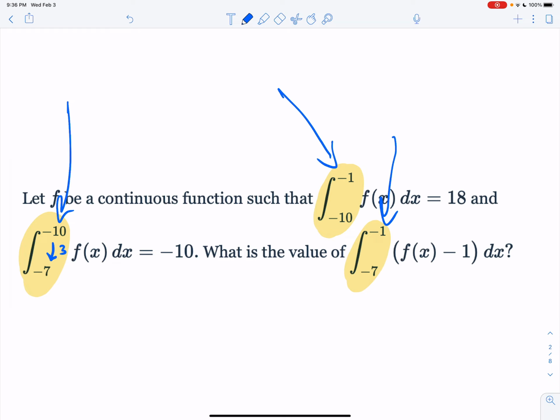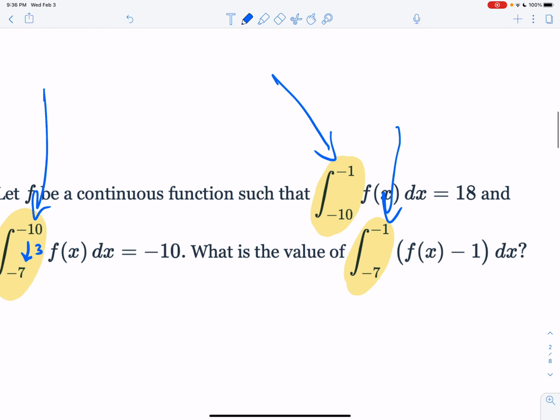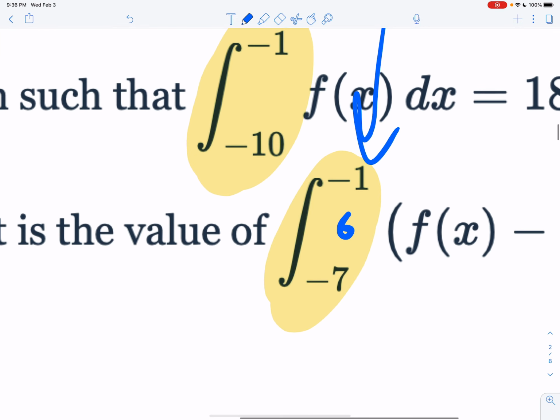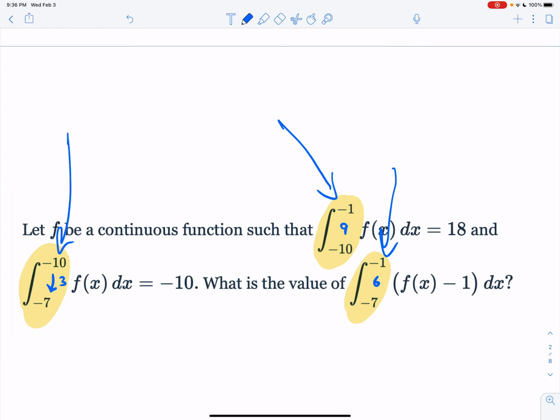So here, from -10 to -7, that's the distance of 3. From -1 to -7, that's just about 6. But notice right over here, from -1 to -10, that's a distance of 9, okay? So you always want to start off with the integral that covers the most. So in this case, we're going to start off with this one right here, okay?